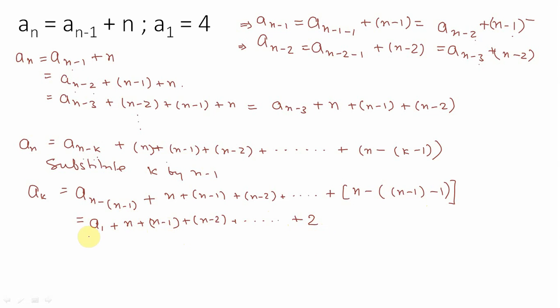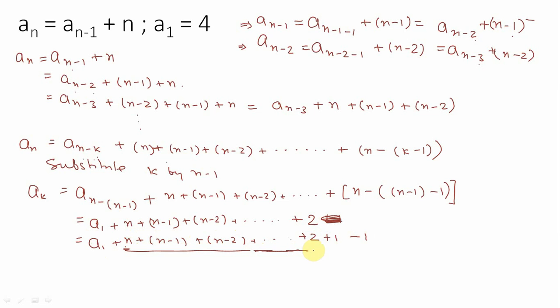Now I have this expression. Now let's do one thing. Let's add and subtract 1 from the expression. Let's write it in the next step like a1 plus (n-1) plus (n-2), and so on, plus 2 plus 1 minus 1. Now see this expression, see this series from here to here.